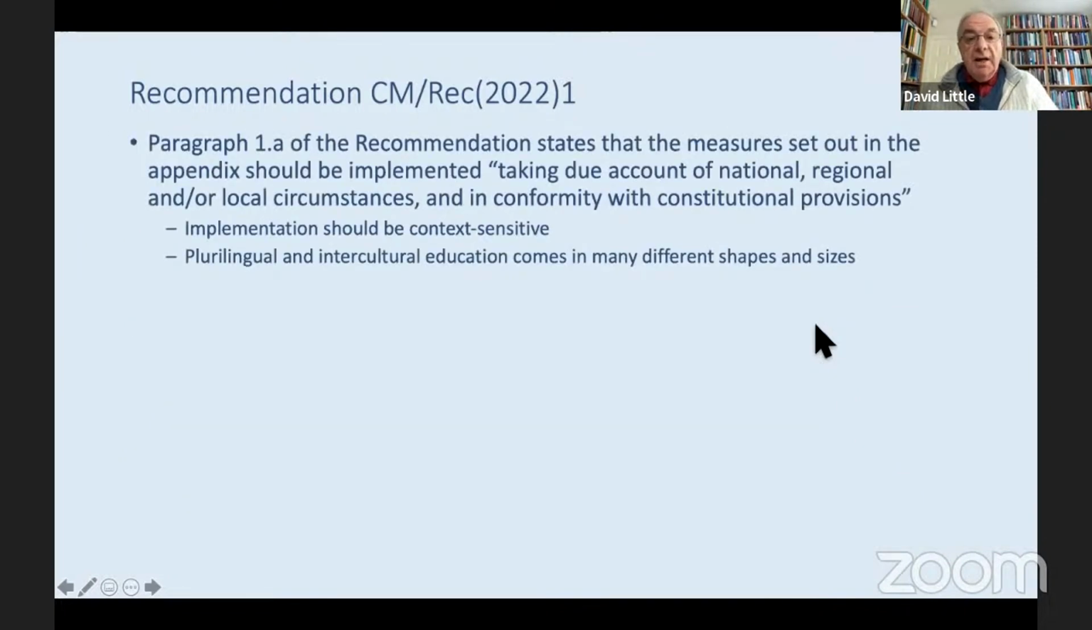Paragraph 1A of the recommendation states that the measures set out in the appendix should be implemented taking due account of national, regional, and/or local circumstances and in conformity with constitutional provisions, which means, of course, that implementation should always be context sensitive. What's more, plurilingual and intercultural education will come in many different shapes and sizes.